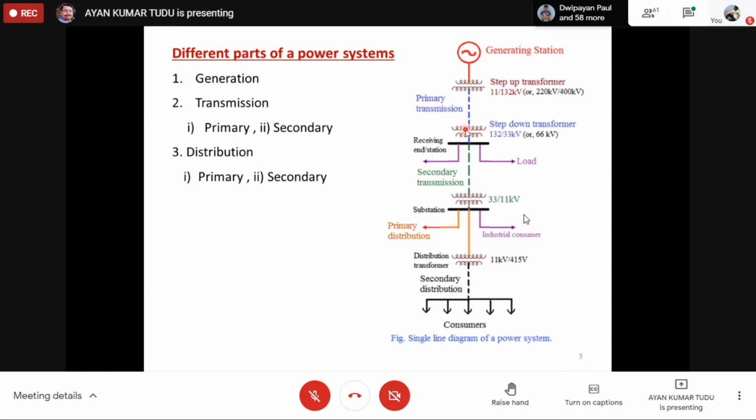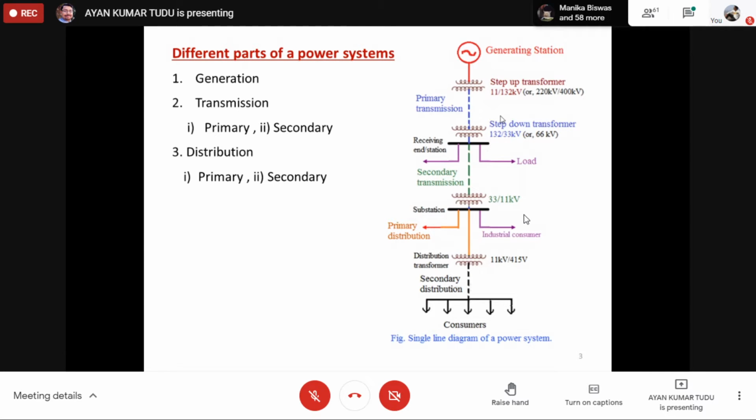The standard AC transmission voltages are also given here: 132 kV, 220 kV, 400 kV, 765 kV. Apart from that, nowadays we also go for high voltage DC transmissions, that is HVDC transmissions, where we have attained voltages around 1200 kV. So you can understand that a huge amount of voltage is required to transfer more power.